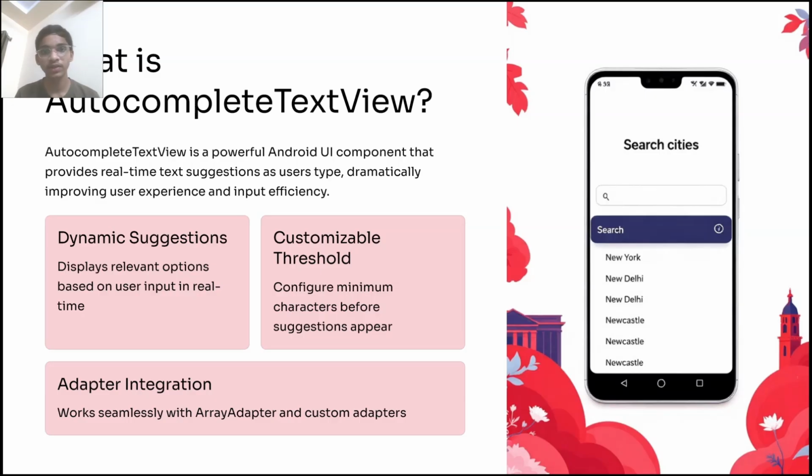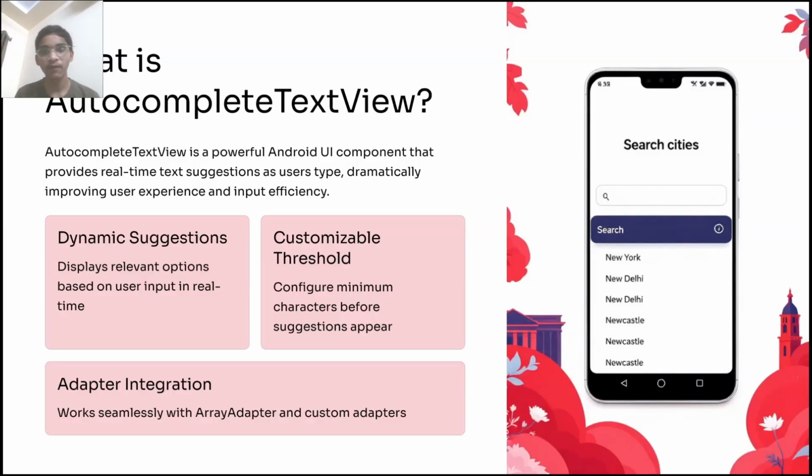It also comes with some key features. Firstly, it offers dynamic suggestions, meaning it displays relevant options based on what the user is typing. This happens instantly and in real time. Secondly, it has a customizable threshold, which means that we can configure how many characters a user must type before the suggestions start appearing. And third, it supports adapter integration. So it works smoothly with ArrayAdapter as well as some custom adapters, giving developers flexibility.